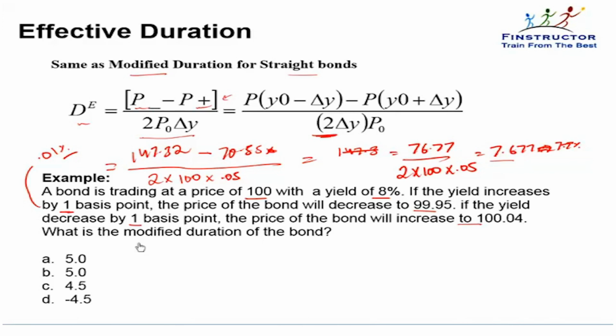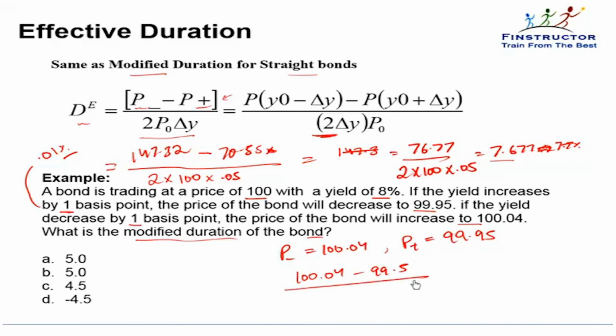What is the modified duration of the bond? Let's calculate. Price when yields go down is 100.04. Price when yields go up is equal to 99.95. Duration is the price when yields go down minus the price when yields go up, divided by 2 into the original price, that is 100, divided by the change in yield.